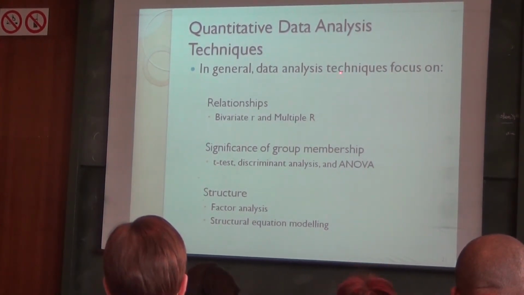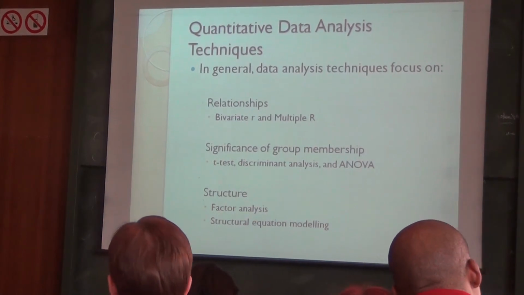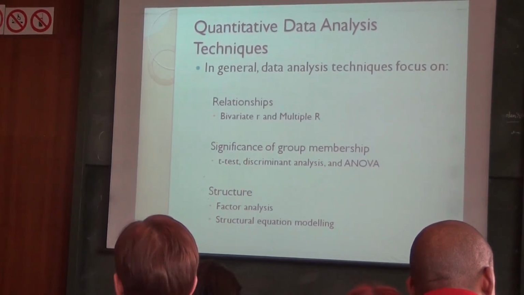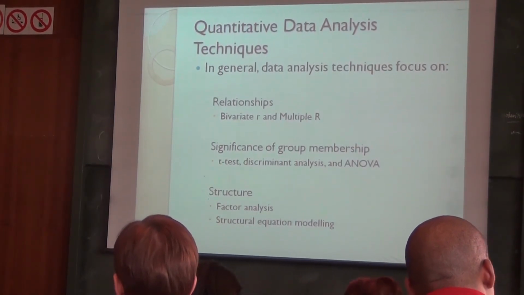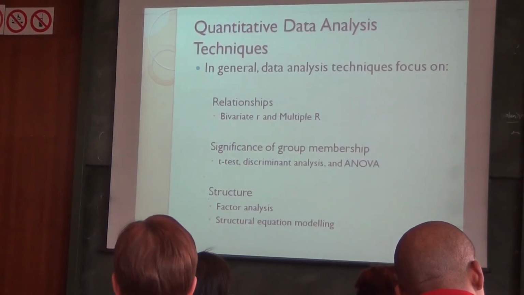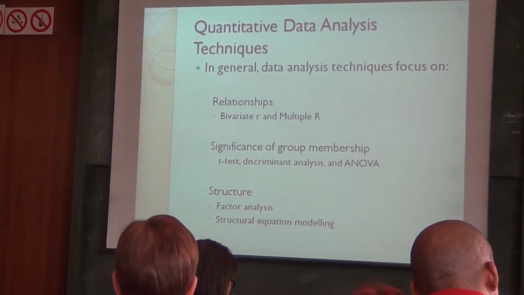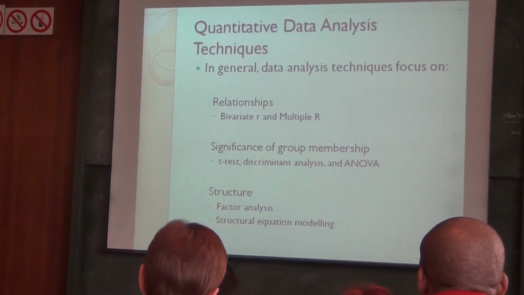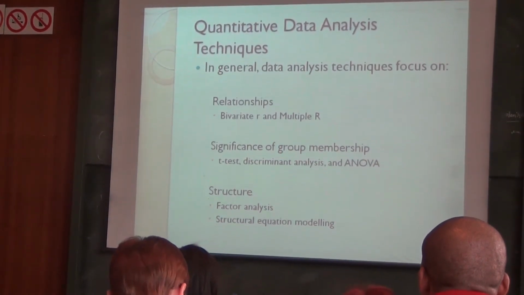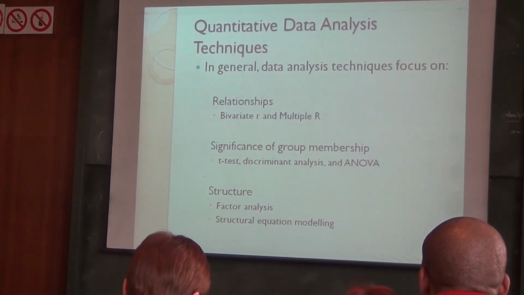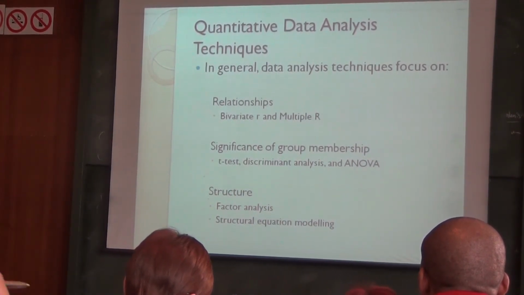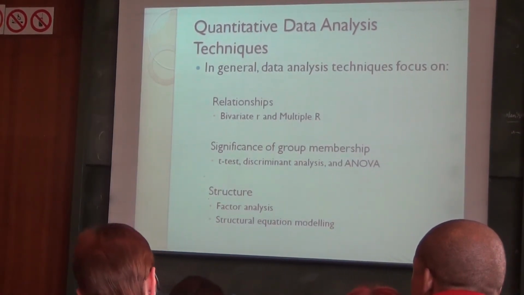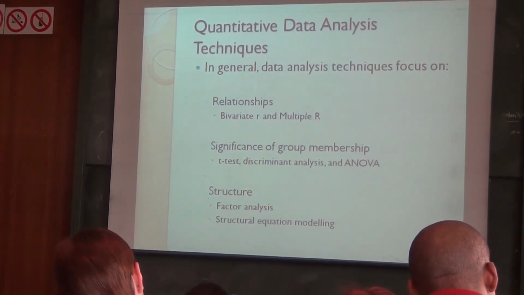When we do data analysis and we're looking at relationships, then to some extent we look at bivariate R. Bivariate just means that there's a relationship between two variables. Multiple R, that's when we get to prediction. We would like to see multiple relationships predicting a particular outcome. That's relationships. Then significance of group membership. You may be interested in saying, are there any significant differences between males and females in terms of their ability to use their hands?